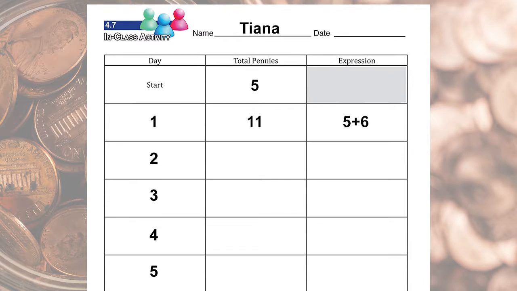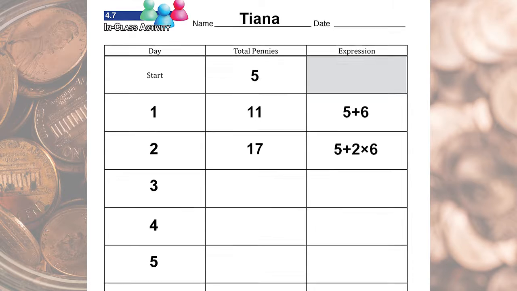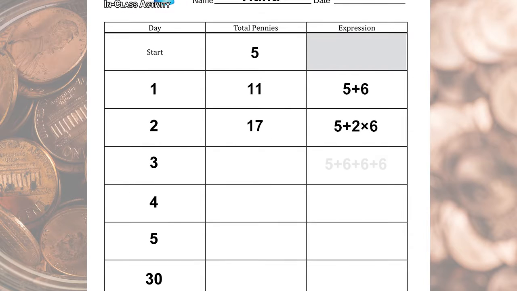On day 2, she added another 6 pennies to her jar again. The expression to represent her total pennies would be 5 plus 6 from day 1 plus 6 more for a total of 17 pennies. Or another way would be 5 plus 2 times 6. On day 3, there would be 5 plus 6 plus 6 plus 6 pennies in the jar.